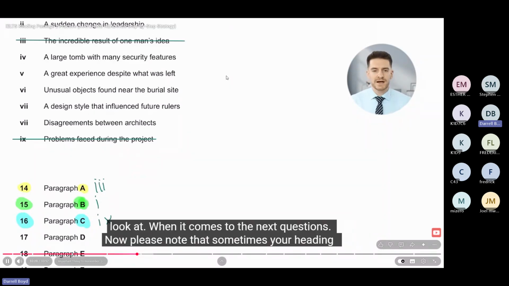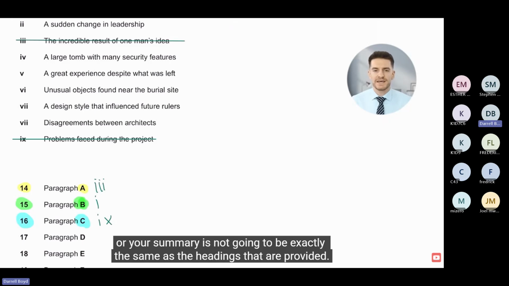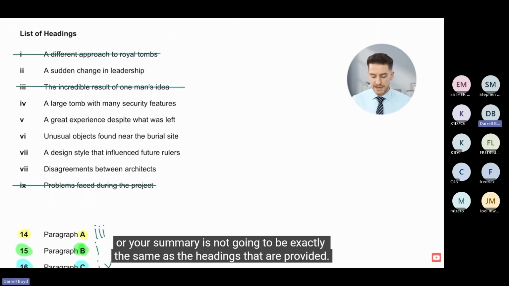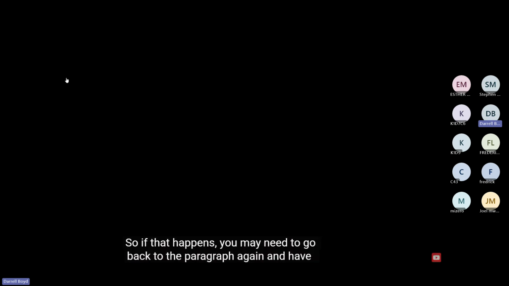Now, please note that sometimes your heading or your summary is not going to be exactly the same as the headings that are provided. So if that happens, you may need to go back to the paragraph again and have a look at the main ideas one more time.